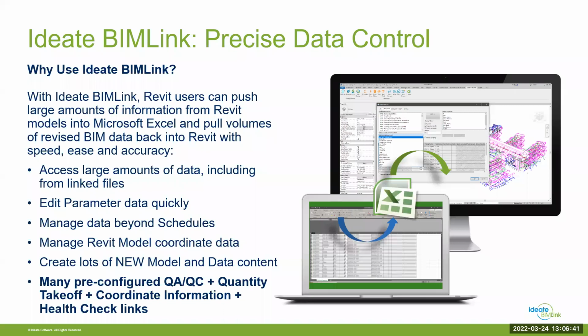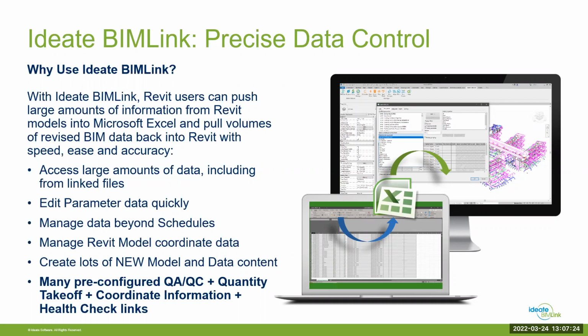And the reason why we do that is because Excel is awesome, and everybody here probably has some level of Excel experience. But we can take that information and pull it back in to the Revit model to update that information. So again, large access to data. We can edit parameter information really easily. Also, we can use it to get coordinate data for elements in the model, create a lot of new model and data content, which Richard's going to talk more about today. And then, of course, we do ship BIMLink with a lot of pre-configured links. So that way, if you're like, hey, I want to edit something today, but I don't know where to start, you can start with our pre-configured links to kind of help you get going on that, okay?